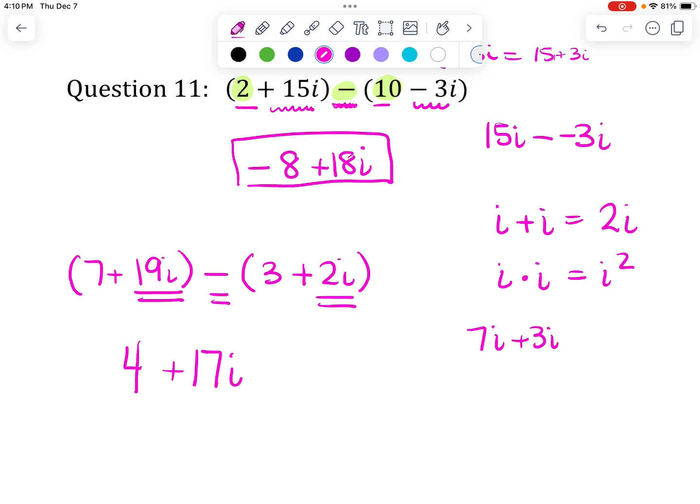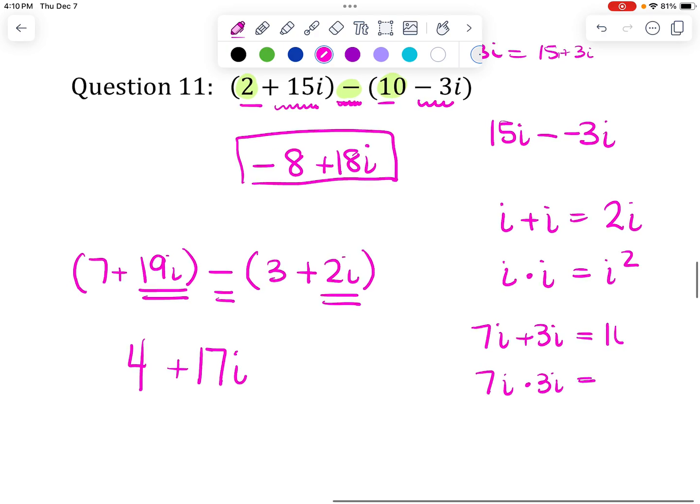7i plus 3i, 7i times 3i. 7 i's and 3 i's together, that just makes 10 i's. 7 i's times 3 i's, that's when things get a little weird. 21i squared. Now remember, i squareds turn into a negative 1, and so together that makes negative 21, if I really wanted to be precise.